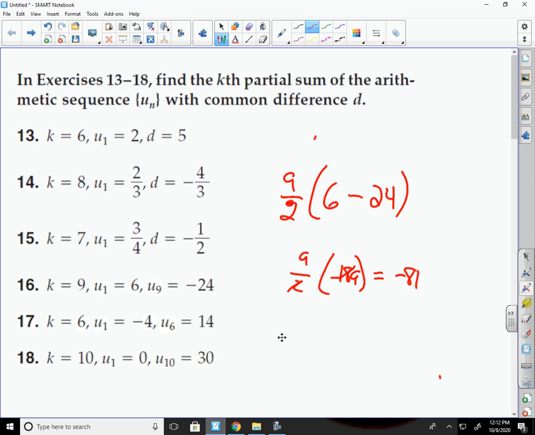Number 17. K equals 6 over 2, that's 3. Negative 4 plus 14. This gives me 30. Number 18. 10 over 2 times 30. 10 over 2 is 5 times 30 is 150. I'm done.